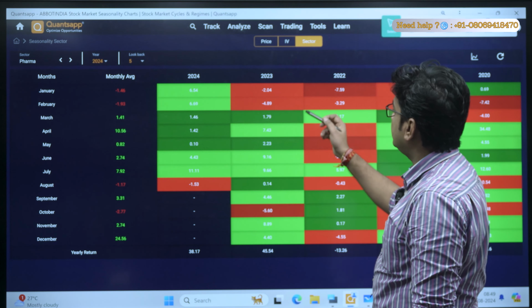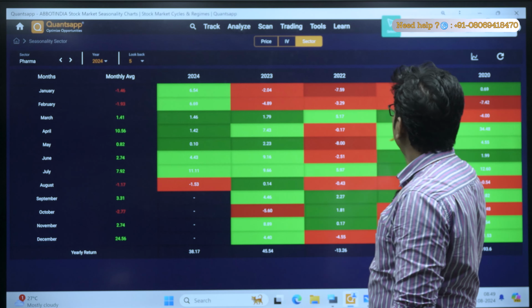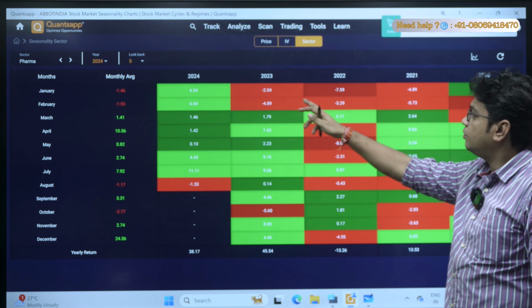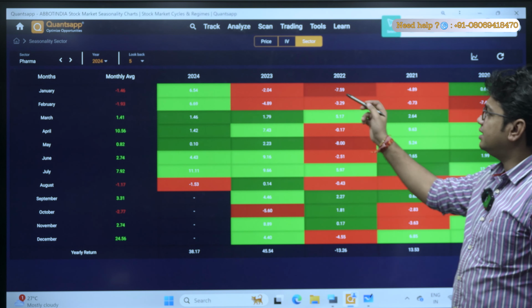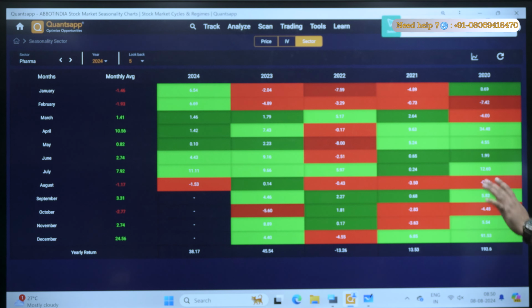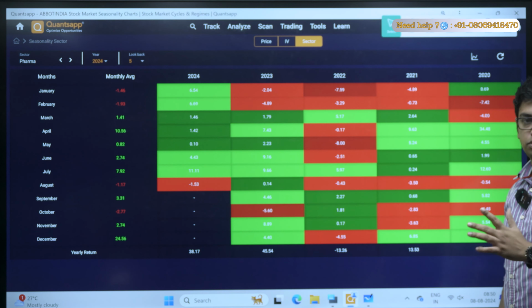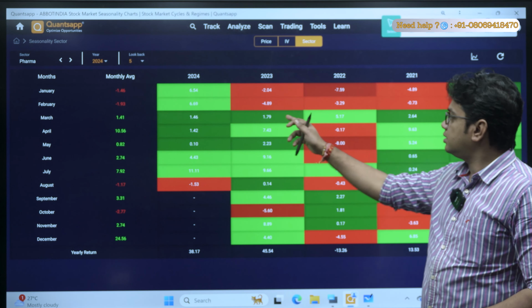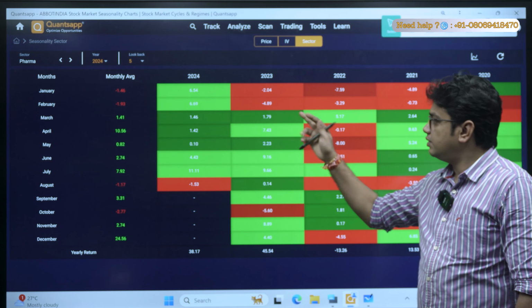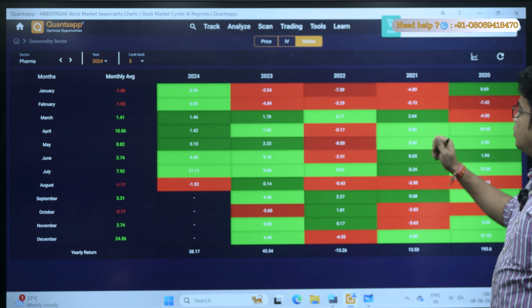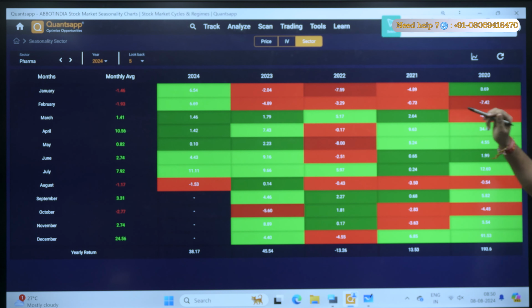Here I can see the last 4 years, from 2020 till here, which sector is performing well. In the January month and then February month, most of them are red. So I will not consider taking a bullish trend in that particular sector. Now here in March, I can see out of 4, 3 are green. So I will consider going bullish.